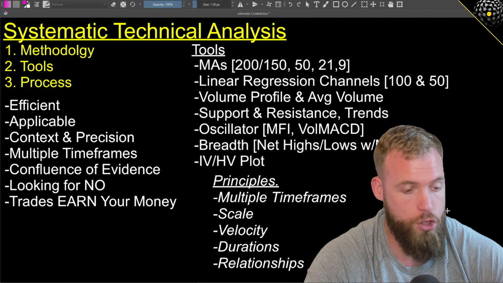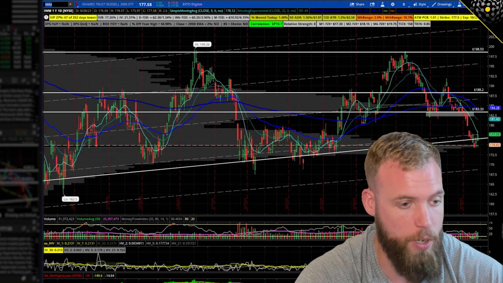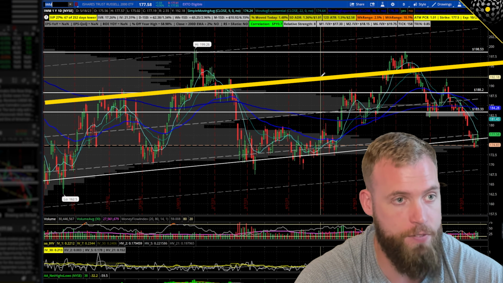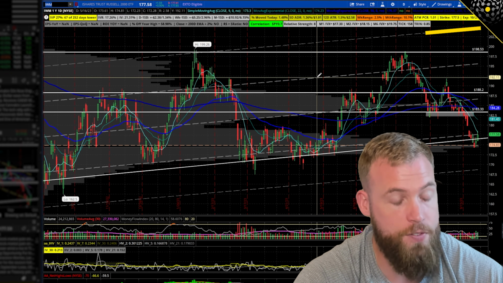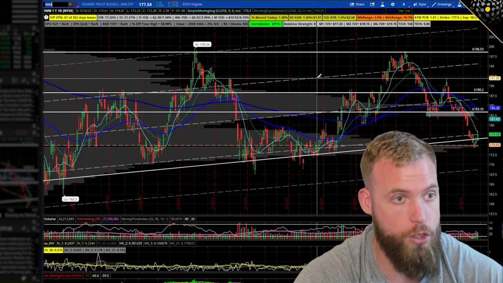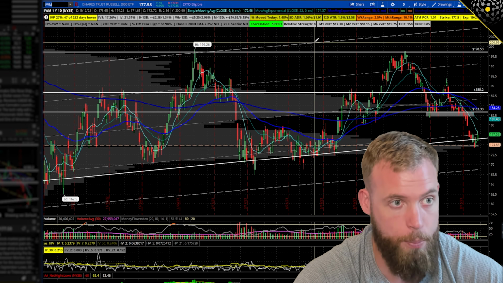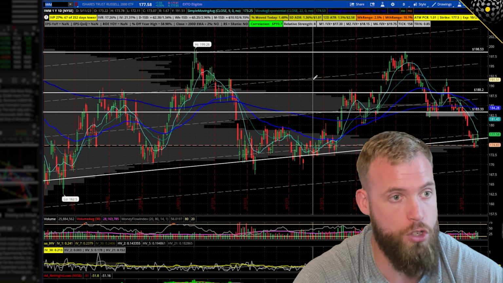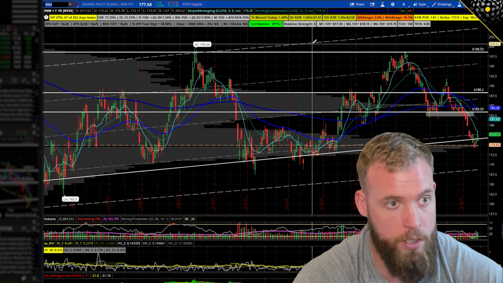Next up, linear regression channels 50 and 100. So these are the kind of these gray lines in the background. This gray line here is the 50. This one is the 100. The 50 encompasses 50% of the moves on the chart in the aggregation period. The 100% encompasses 100% of them. You can view these kind of like standard deviation channels, with this being a +1 -1, +2 -2.